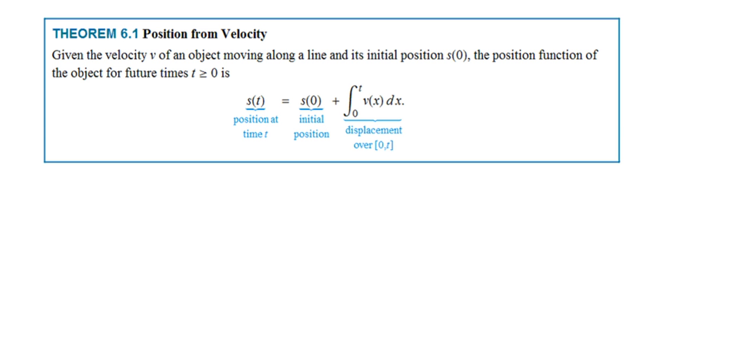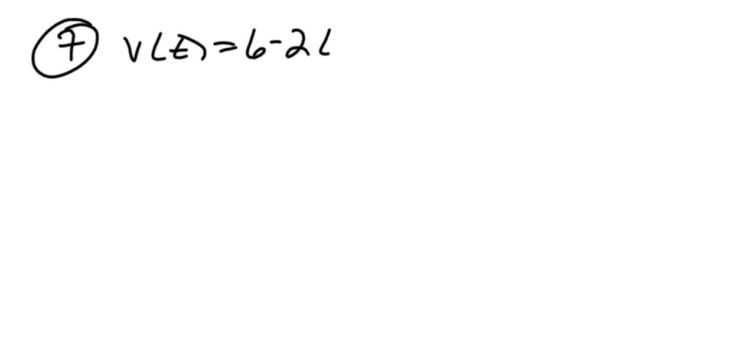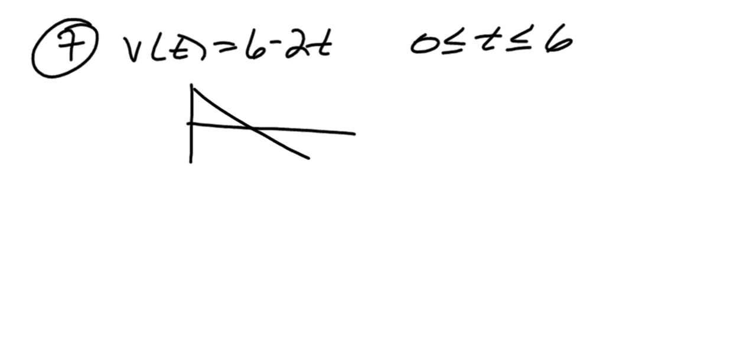All right, so let's go ahead and go back and do a couple problems. Let's start with number 7. I'm given that the velocity is 6 minus 2t, and we're going to be going from 0 to 6. And we can draw a graph of this, roughly. It would be looking like this. And we were going from 0 to 6. We would graph like this.